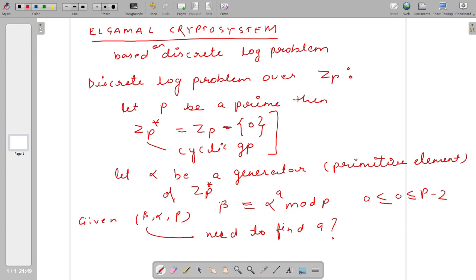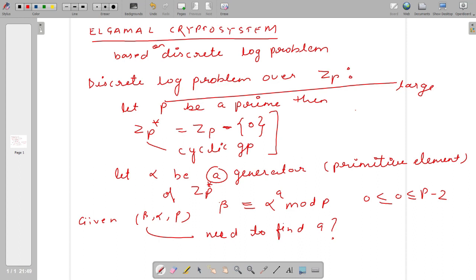If p is a large number, then the discrete log problem over Zp star is very hard, because then the time complexity is of the order of the prime number. So the larger the p is, the harder the discrete log problem is going to be. To find this a is the discrete log problem, and this is a hard problem. So this ElGamal cryptosystem is based on this discrete log problem. So if we take a large prime, then to find a will be difficult.